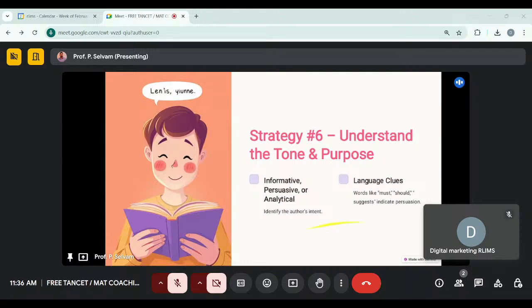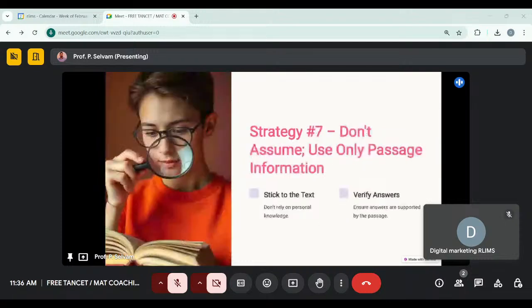So the next strategy is, don't assume. Use only passage information. When the author is talking about something, please don't assume, oh, the author might think so, oh, this is what the author might want to say. No, you have to stick to the information that is given in the paragraph. You don't get diverted by using your own personal assumption or opinion. This is what strategy number 7 talks about.